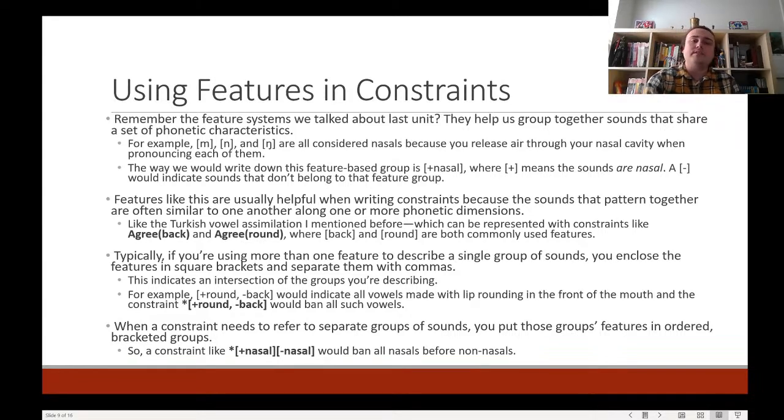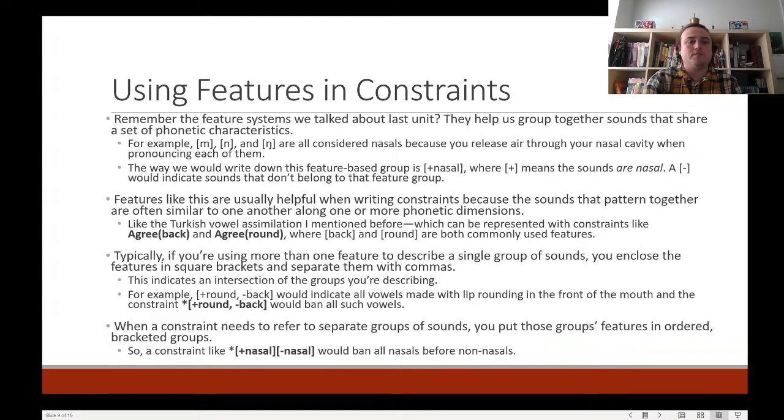The way we would write down this feature-based group is plus nasal. That's something we didn't talk about a ton last unit. And what this kind of label, plus nasal, is telling you is that we're talking about the feature nasal, and plus means that the sounds we're wanting to describe are nasals. We could also say minus nasal, and that would be saying sounds that aren't nasals, right? So we've got a plus and a minus that usually come right before our feature label, and those just help us say this is a feature that we want in the sounds we're talking about, or a feature that we don't want in the sounds we're talking about, right?